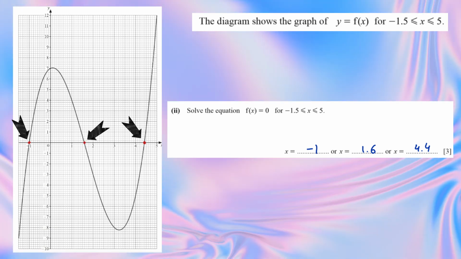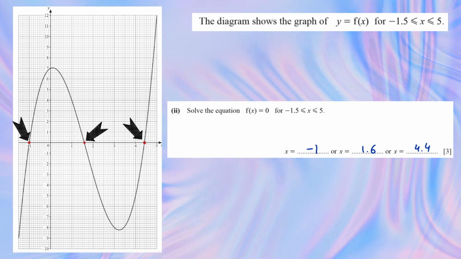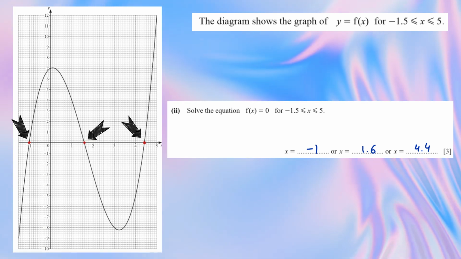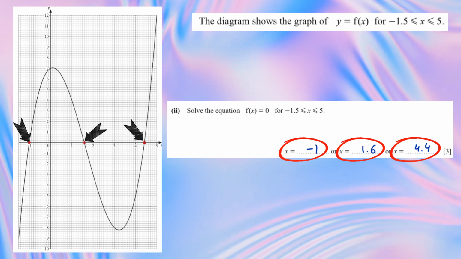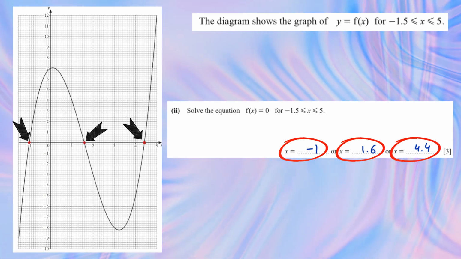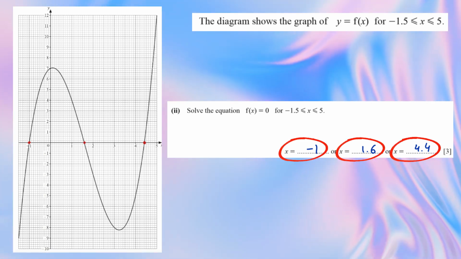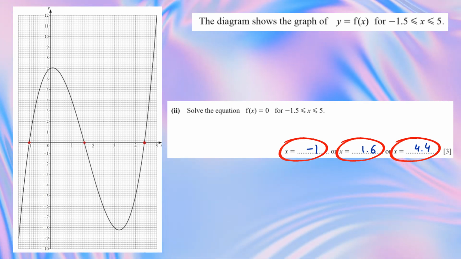As you can see here on the graph, I've marked these points in red where y equals 0 and y equals f of x meet. The y-coordinate of all these points is 0. The x-coordinates of these points are the solutions we need. So the x-coordinates are -1, 1.6, and 4.4. Therefore, our answer is x equals -1 or x equals 1.6 or x equals 4.4.